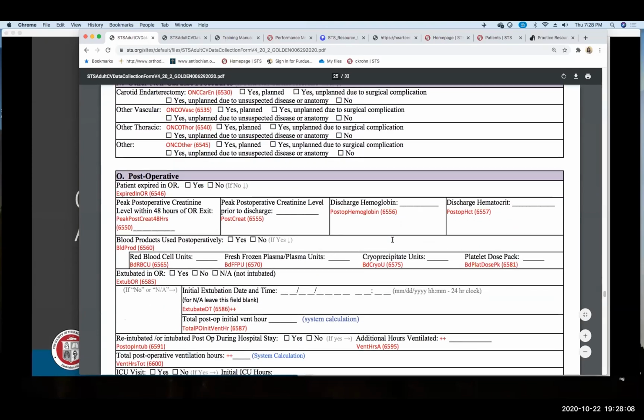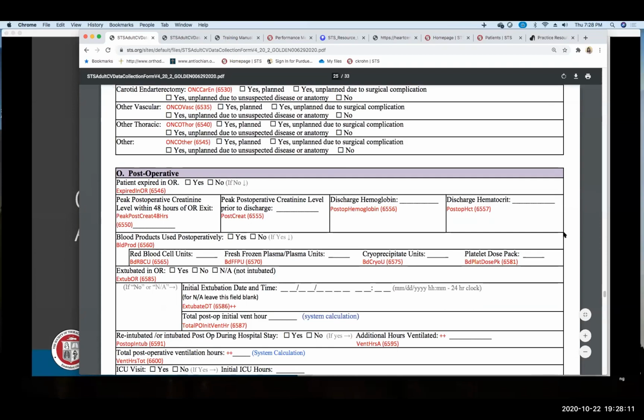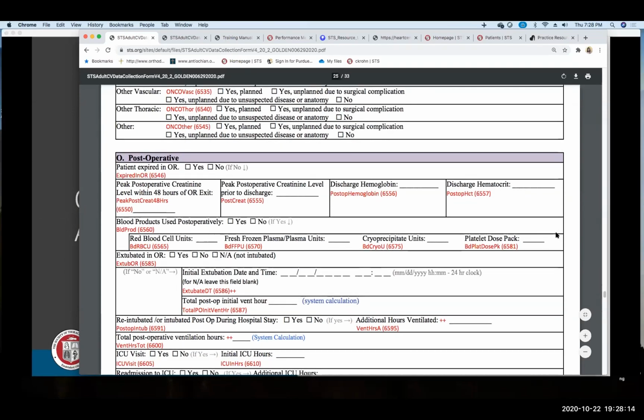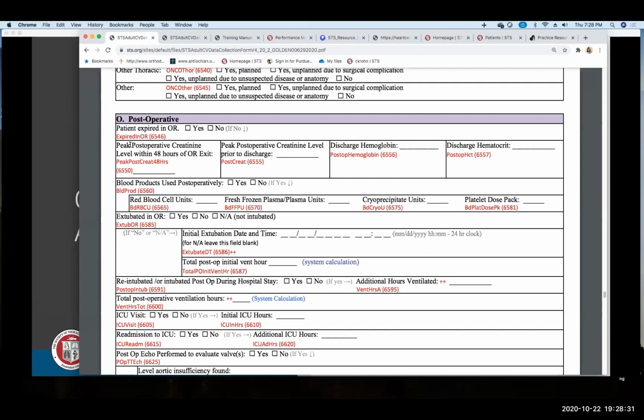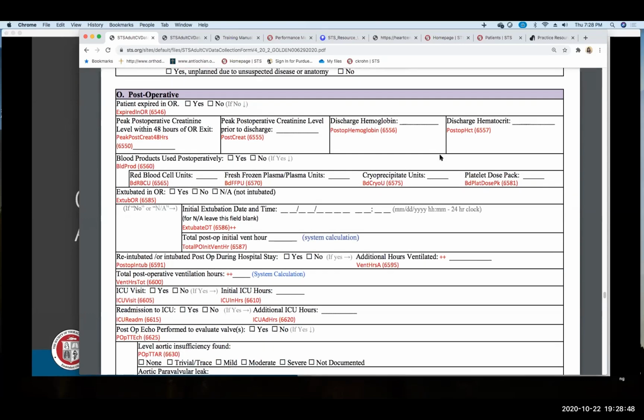In the postoperative section, this is the postoperative stay from OR discharge to usually through hospital discharge, and we collect things related. We actually added in the peak postoperative creatinine level within 48 hours of OR exit time, because a recent study or a few recent studies came out that said if this postoperative creatinine level was elevated within that 48 hours, the patient is likely to have a worse outcome. So we're going to look at that a little bit closer when we have enough data to do so, as compared to just the peak postoperative creatinine level prior to discharge.